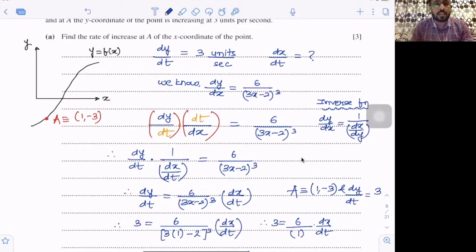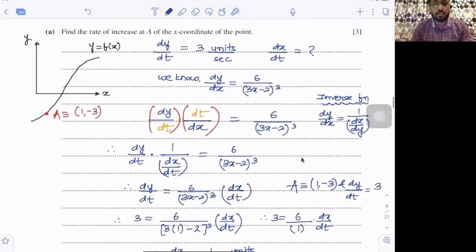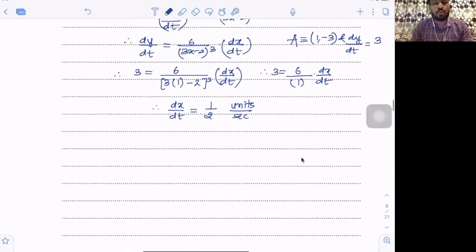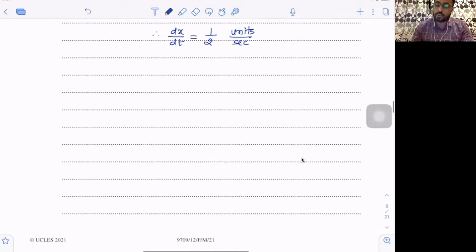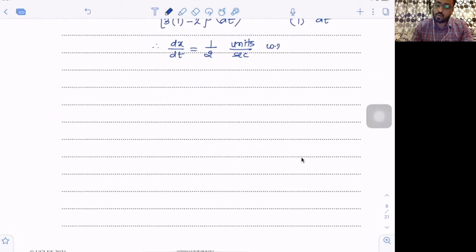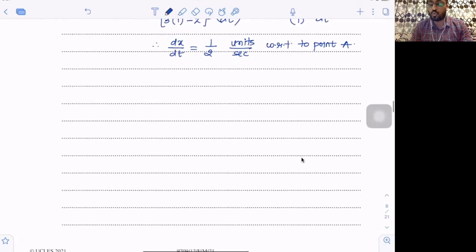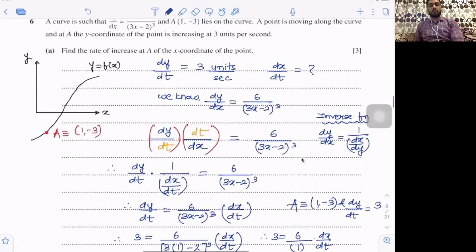So that's the solution for the first part, A. So it is for 3 marks, right, students? Very simple, right? I've got dx upon dt. So this dx upon dt is with respect to point A. So half units per second with respect to point A. This is only for point A. Getting? This is the rate of change of the x coordinate at point A when the rate of change in the y coordinate was known to us. So that completes my first part of the question, right?